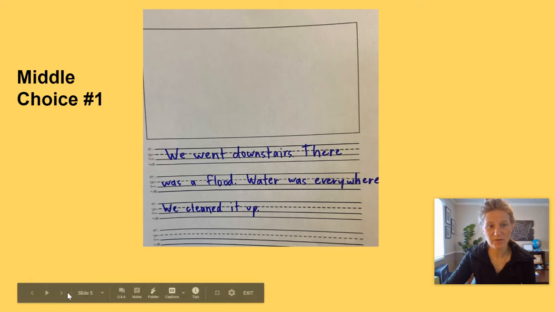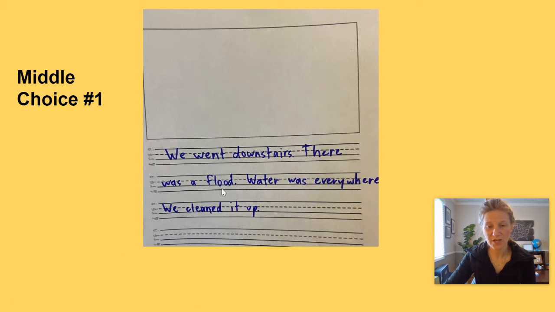So here is my example of choice number one for the middle. We went downstairs. There was a flood. Water was everywhere. We cleaned it up. That's my choice number one.